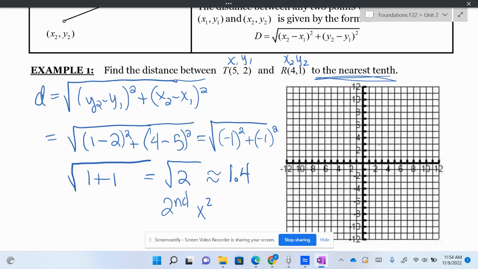I'm going to graph these 2 points just so you can see what we did. They're really close together. So 5, 2 is right here, and 4, 1 is right here. This is T and R. So it's just saying that this measurement right there, teeny tiny, is about 1.4. That's what that's saying, okay? The next one is a little bit farther apart so you get a better idea. Are we okay with that?